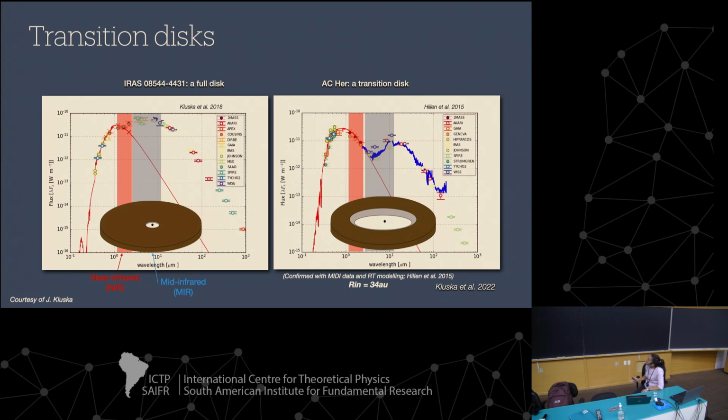Okay. So if it was just the binary, if you were to observe in the mid infrared, you wouldn't have these points here. You would have them on the curve.